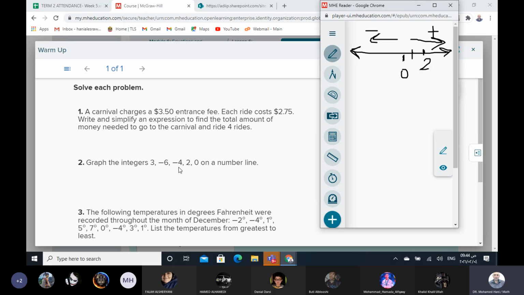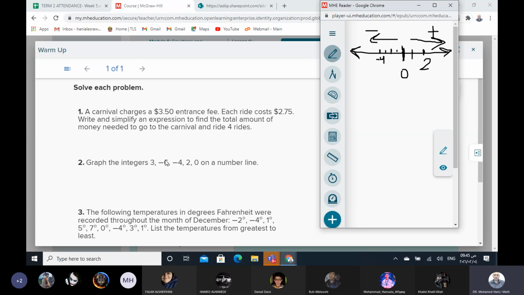Then here we have minus 4. As you see, before the 4 we have minus. What's the meaning of minus here? Negative 4, a negative number. So go to the negative side. So this is minus 1, this is minus 2, this is minus 3, this is minus 4. So right here, minus 4.